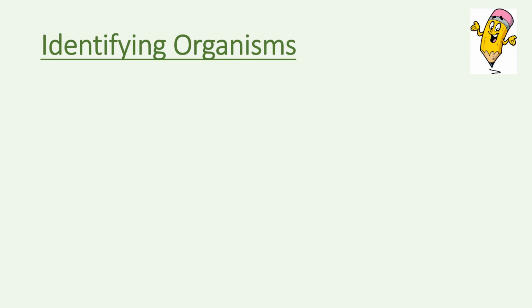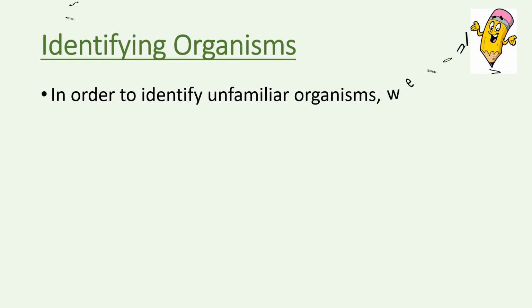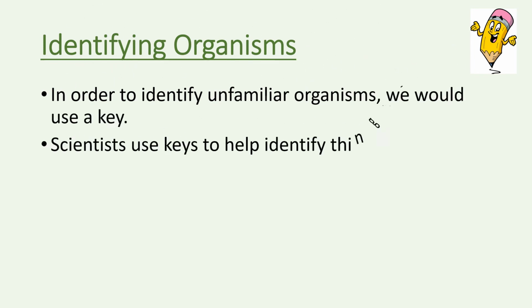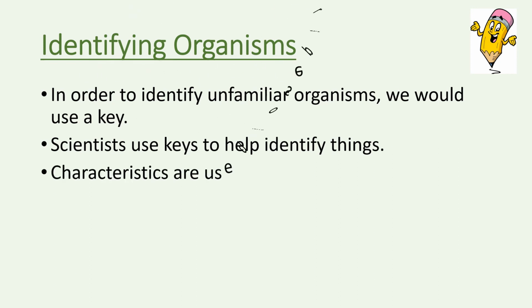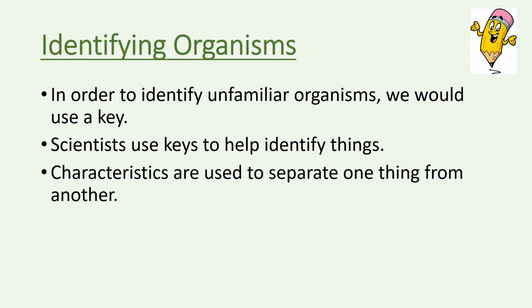Once we've sampled organisms, we need to be able to identify the organism. In order to identify unfamiliar organisms, we would use a key. Scientists use keys to help identify things. Characteristics are used to separate one thing from another. There are two different types of keys, which are branching keys and paired statement keys. You should have looked at the keys in third year, but we will go over them again.